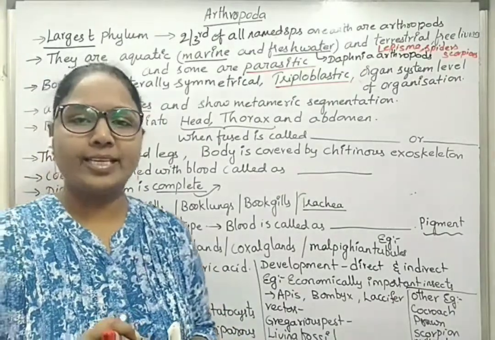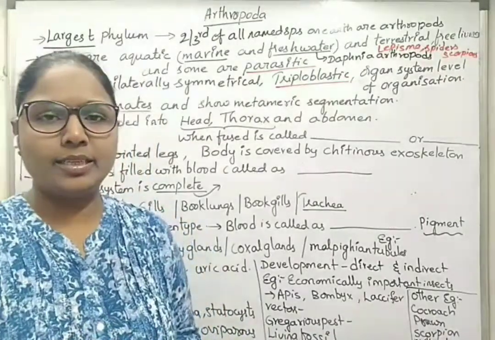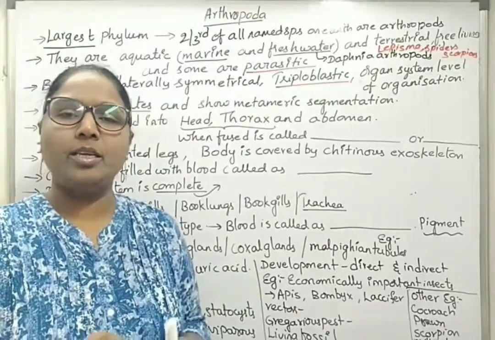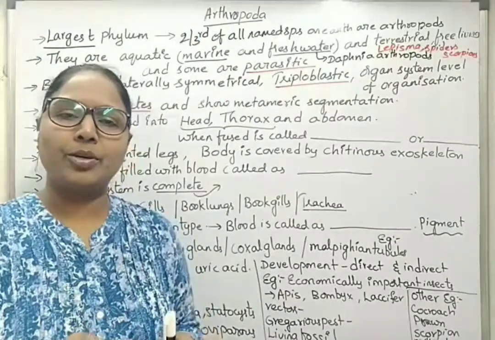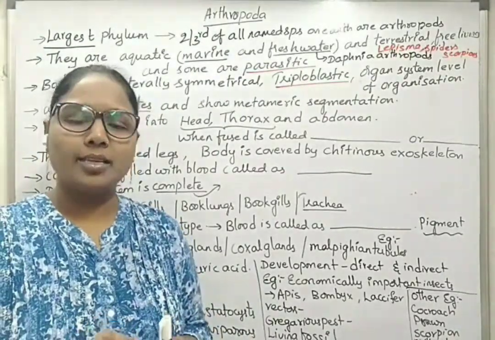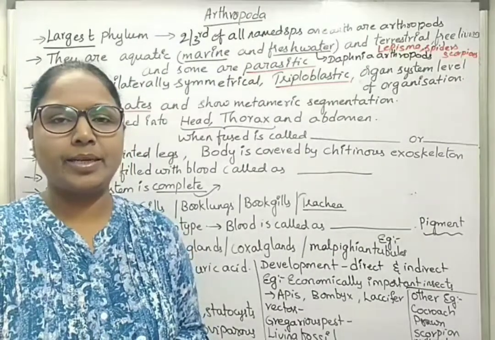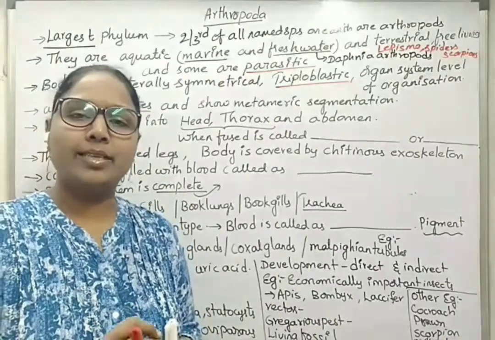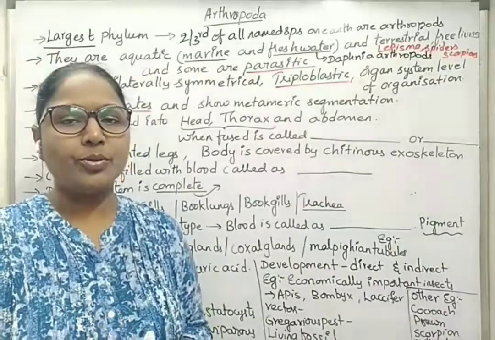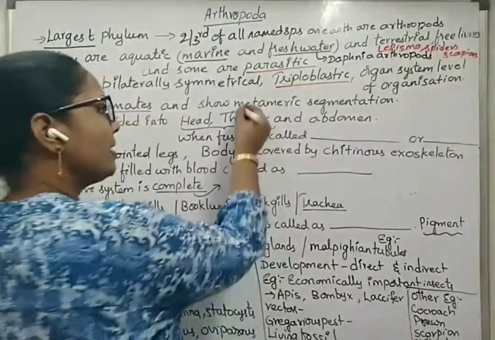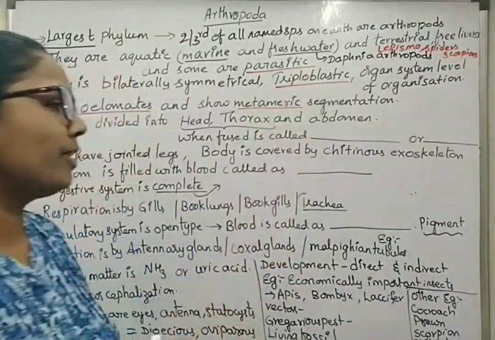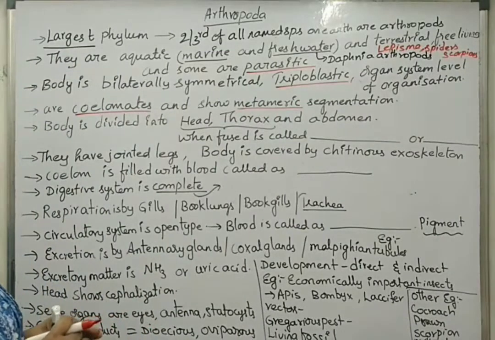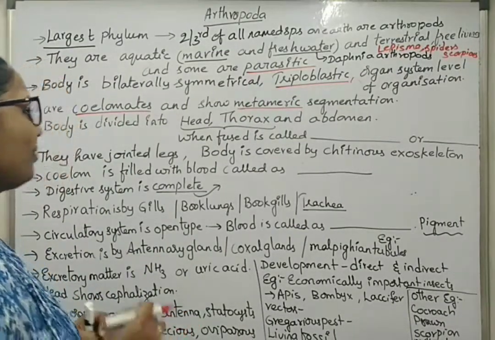But the coelom is equally distributed all over the body. So when some parts or structures of the body are equally divided in each and every segment, we can still give them a term, like arthropods also show metamerism or metameric segmentation. It means some of the body parts are equally distributed in each and every segment of the body.